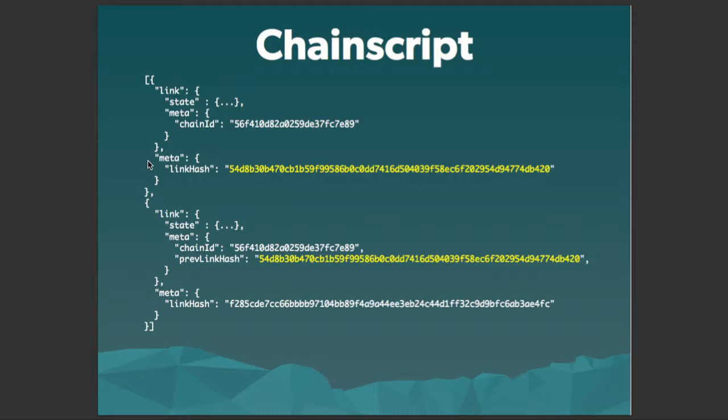As you can see, the link hash, which is a hash of your state, is 54D8. And then the next state, which is also abbreviated, has another hash here. So something has changed. But we also include the previous link hash to the previous state. That way, our state transitions are also cryptographically linked.